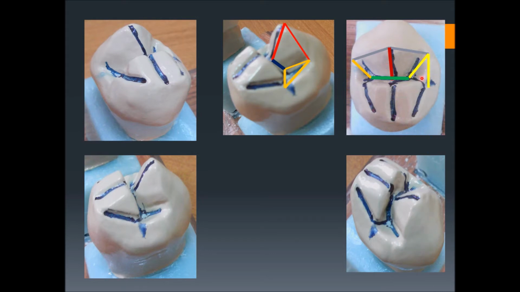This is the marginal ridge. With the base of the buccal cusp ridge, they will make another triangle on the mesial side and the distal side. The triangles in yellow are the triangles of the mesial and distal triangular fossae.